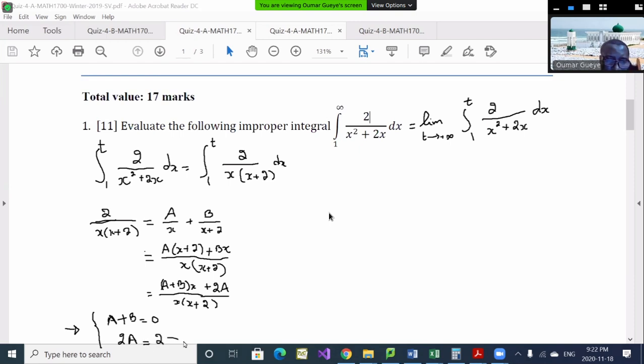And from this equation, it means A equals 1. Knowing the value of A, you substitute in the first equation. So it means B equals negative A, so B equals minus 1.